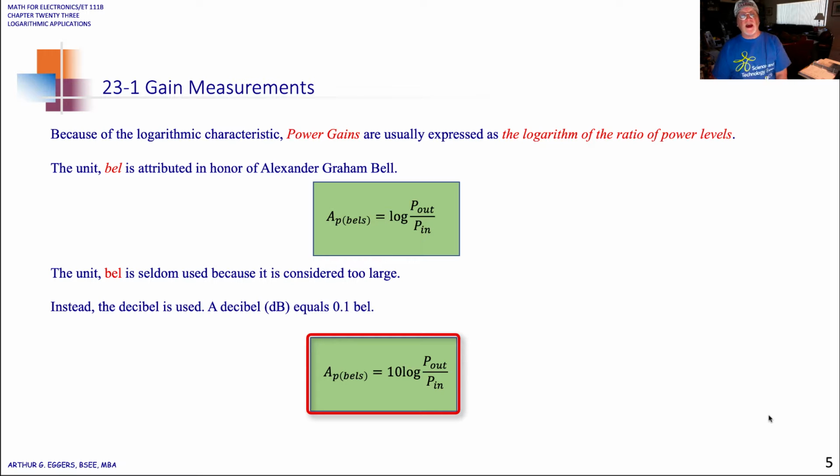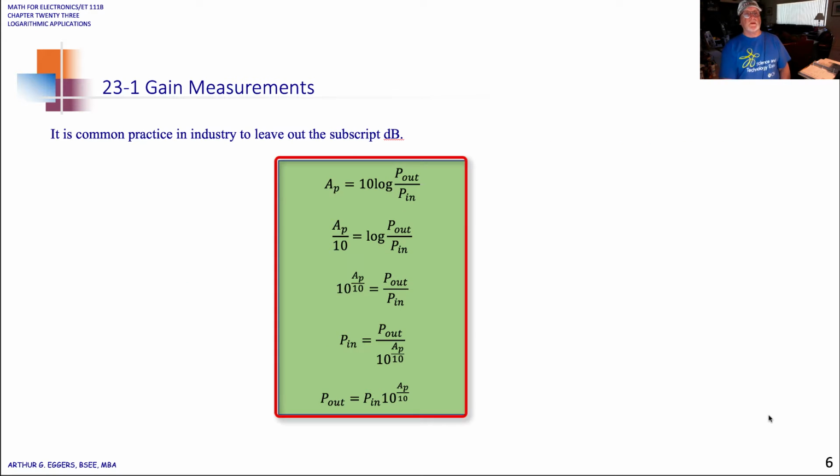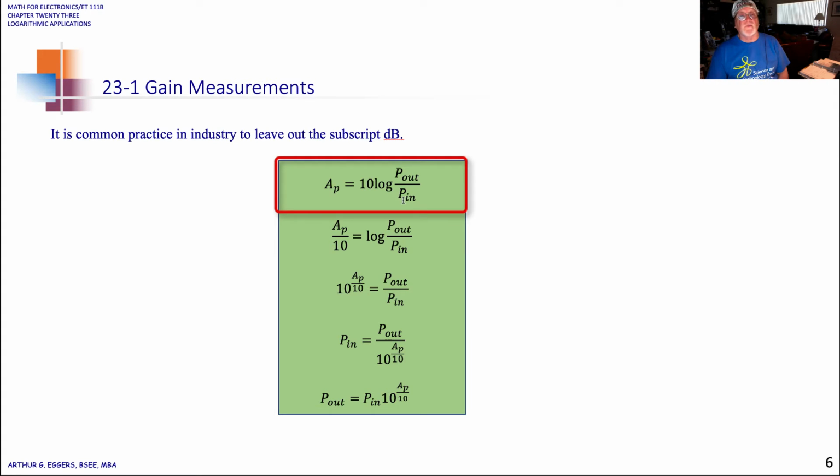The easiest way to do that is to take 10 times the log of the ratio power out over power in. It's common practice in industry to leave out the subscript dB. The only reason that sometimes it's left out is because it is a ratio and it is a figure of merit. Since it is a quotient, when we divide top and bottom, any units that we have, in this case power out over power in, would be in watts. The watts cancel out, so we're left with just a figure of merit.